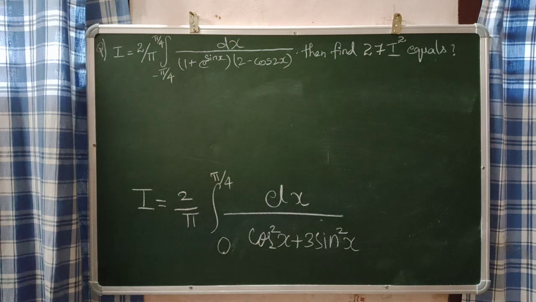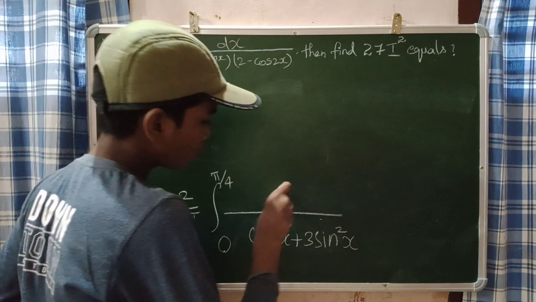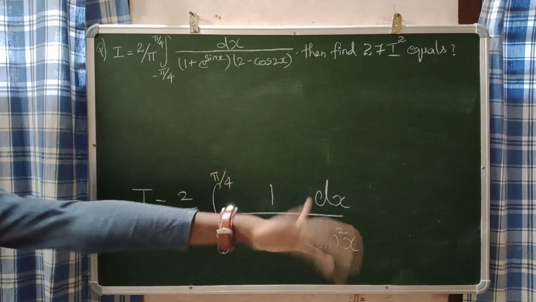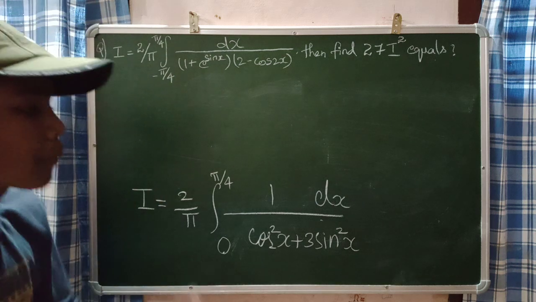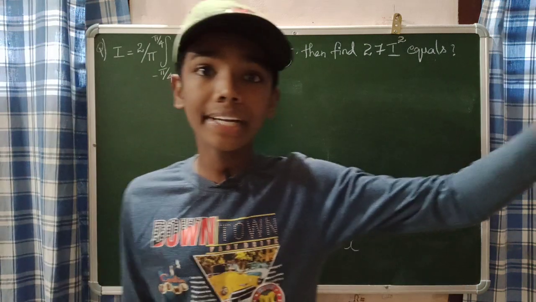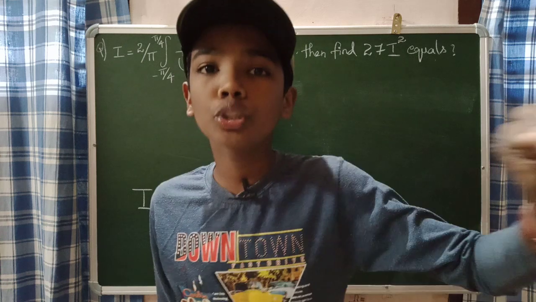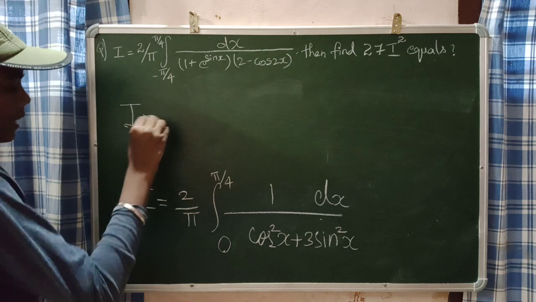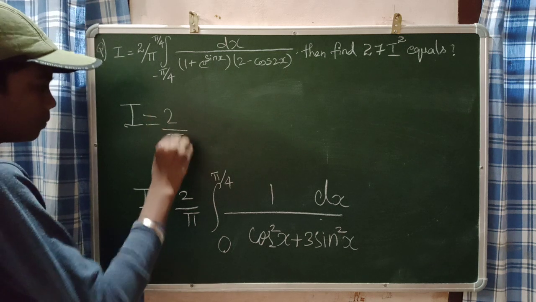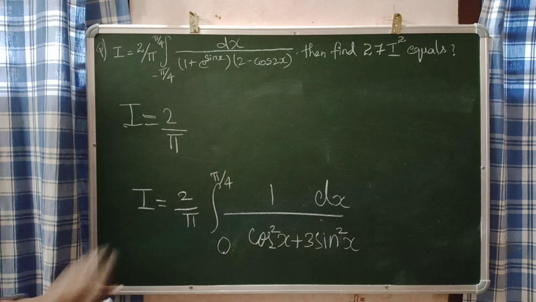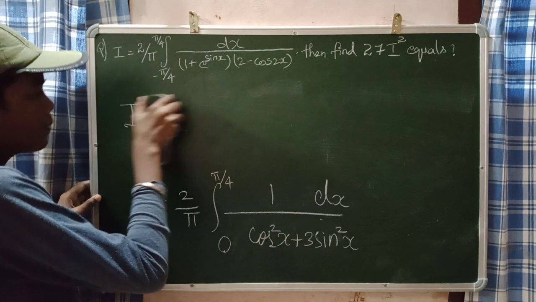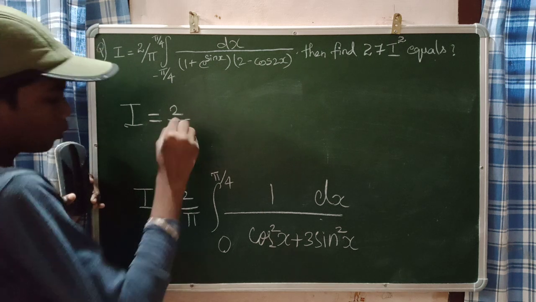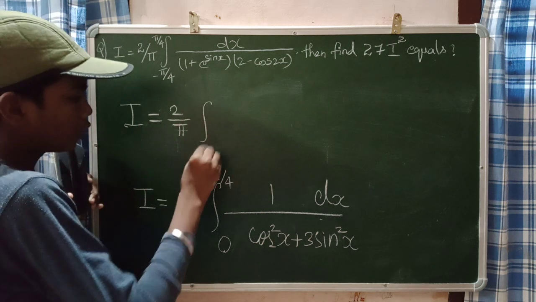Now listen carefully guys, dx means what? That means I am having 1 in the numerator and dx outside, correct? Now what I am going to do is divide cos square x on both numerator and denominator. When I divide cos square x on both numerator and denominator, what will you get? I is equal to 2 by pi only. Then the limits will also be the same. So I will be equal to 2 by pi into the integral from 0 to pi by 4.